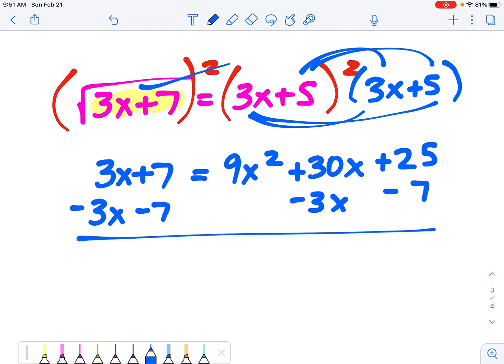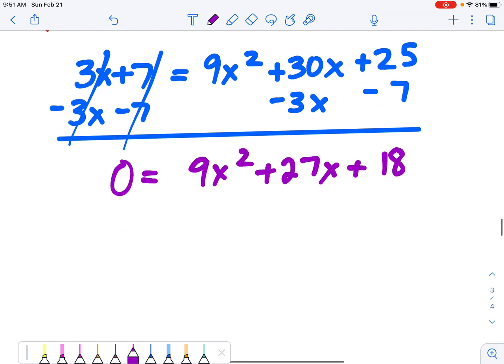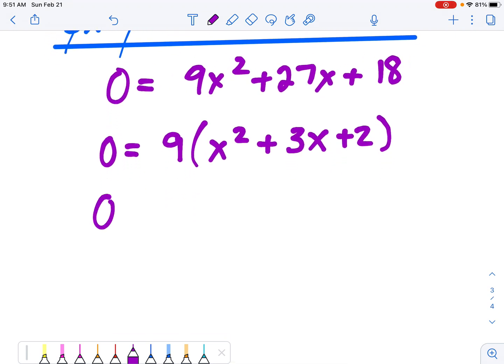With a quadratic, we want to factor it and have this equal to 0. So now we have equals 0, 9x squared plus 27x plus 18. Now, in this problem, we could probably factor a GCF. Our GCF is 9. And when we factor that 9 out, we have x squared plus 3x plus 2, which makes it a lot easier to factor.